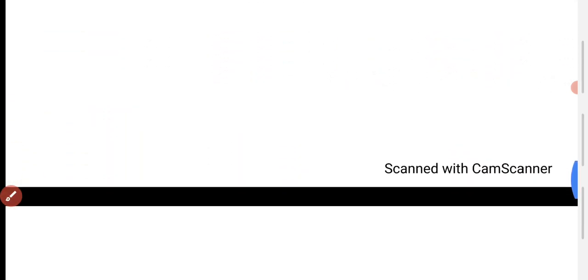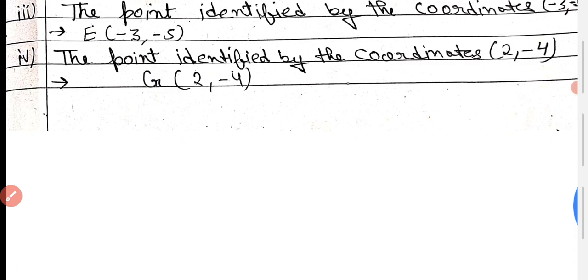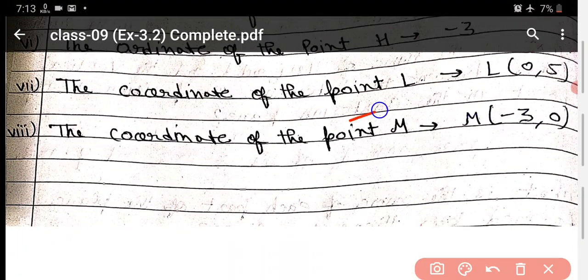Now you have to write the answer like that. The coordinate of the point L is 0 comma 5, because on the x-axis its value is 0. And the point M is on the x-axis at -3. On the y-axis it does not have any value, so you have to write 0. So your answer is the coordinate of the point L is 0 comma 5 and the coordinate of the point M is -3 comma 0.